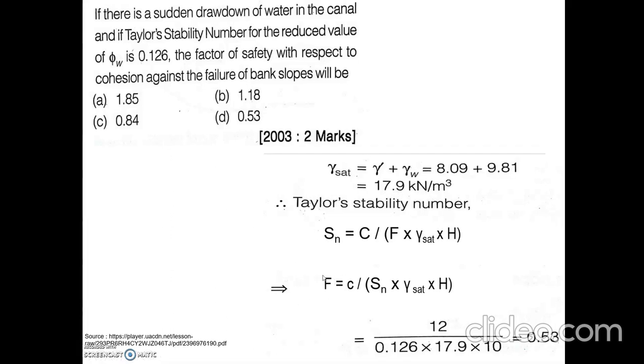So now we will find factor of safety using the equation F equal to C divided by Sn into gamma saturated into H. Here the value of C was given in the previous problem as 12. Sn is given in this problem as 0.126. So substitute that into gamma saturated, which is calculated as 17.9, into height of slope, which was given in the previous problem as 10. So once we calculate, we get F equal to 0.53.